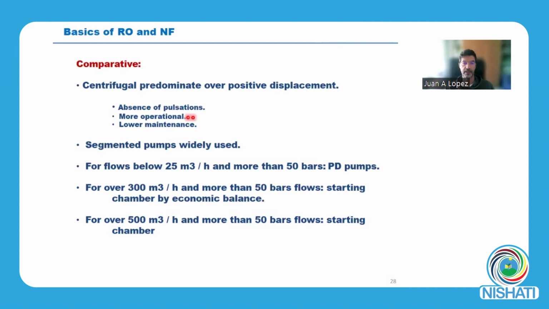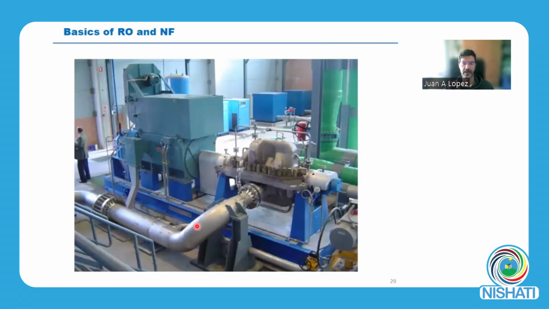So for bigger plants, centrifugal, no doubt. Absence of pulsations, more operational, lower maintenance. And when you need high flows, more than 25, you need to use centrifugal pumps.